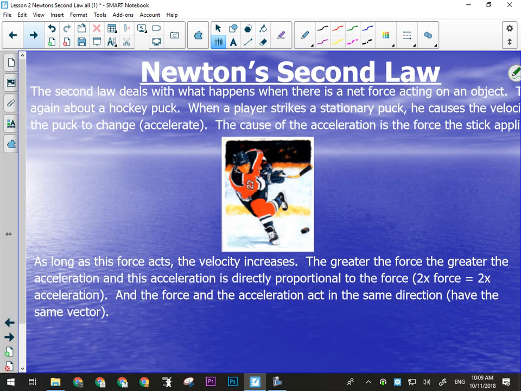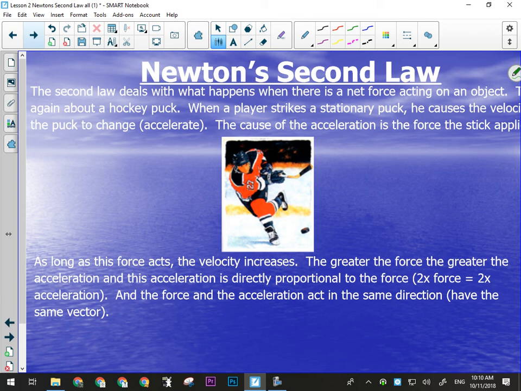Okay, so second law deals with what happens when there is a net force acting on an object. So it's the opposite of Newton's first law. Okay, again, think about the hockey puck. Okay, when a player strikes the puck, he causes the velocity of the puck to change. That is, the puck accelerates. Okay, the cause of the acceleration is the force that the stick applies. Everybody with me there? Okay, without that force, the puck wouldn't do anything.